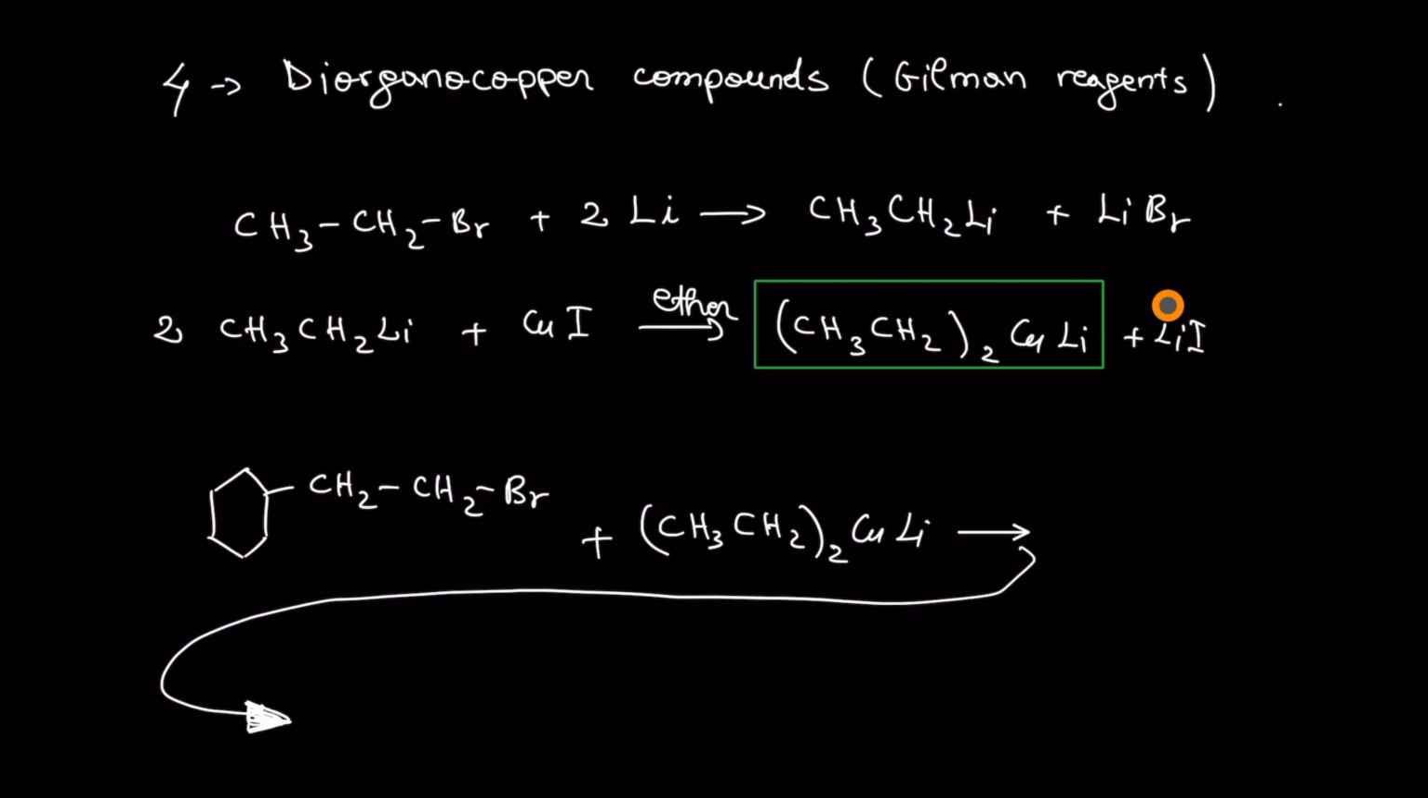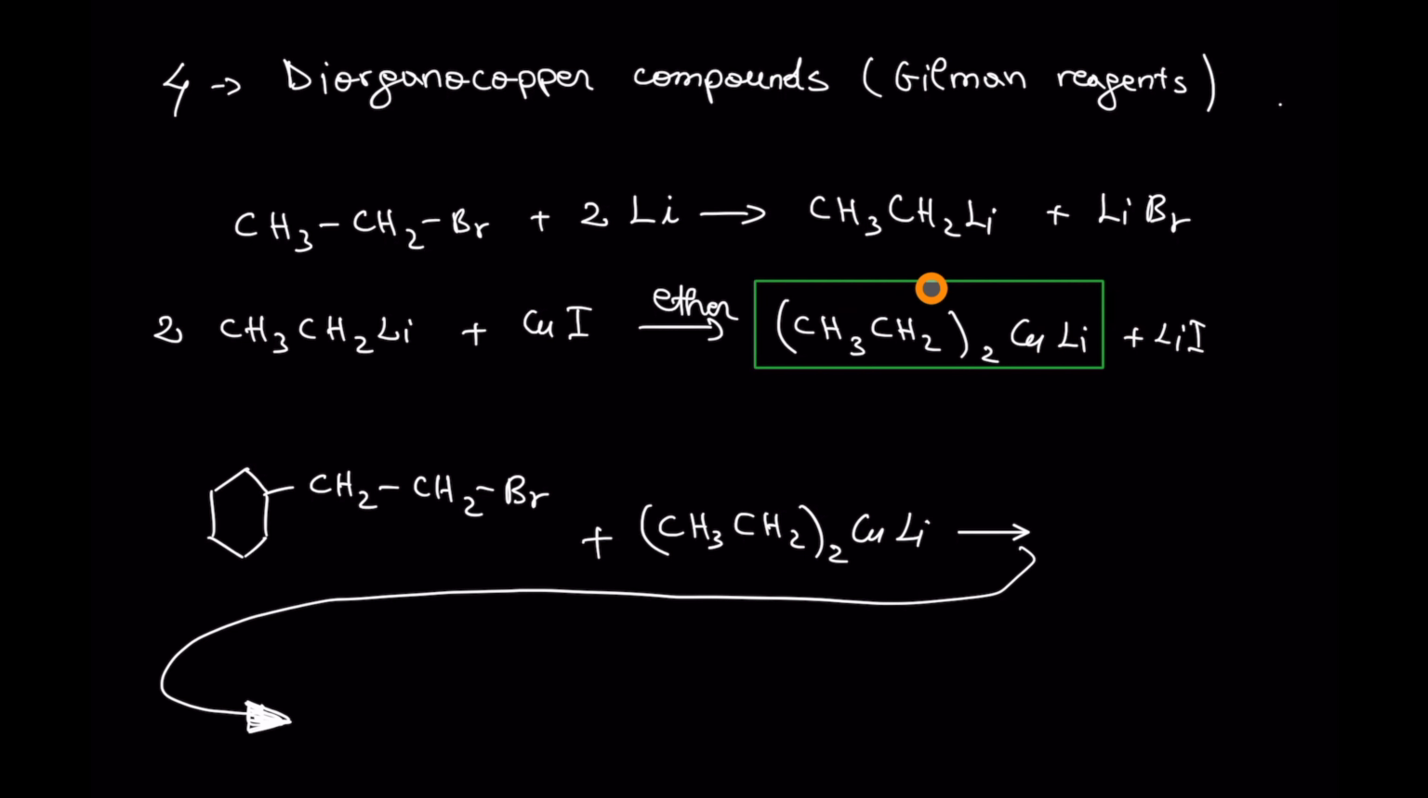The second common reaction for the alkyl halide is diorganocopper compounds, or Gilman reagents. If we treat an alkyl halide with lithium, it's going to give an alkyllithium. And if we treat this alkyllithium with copper iodide in ether, it's going to give this reagent here that is called Gilman reagent. It contains 2 alkyl groups because copper is monovalent, and the lithium serves as a salt.